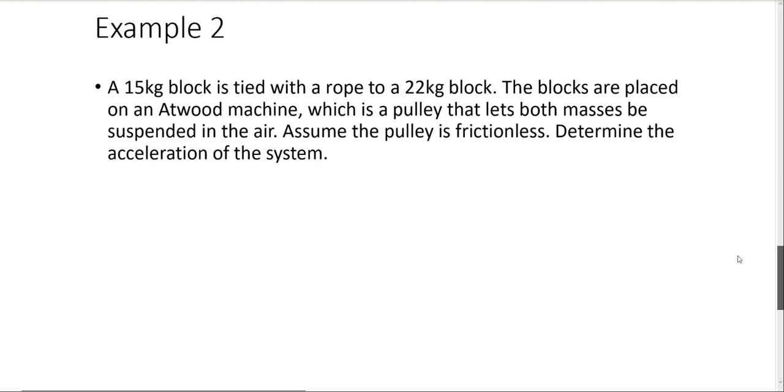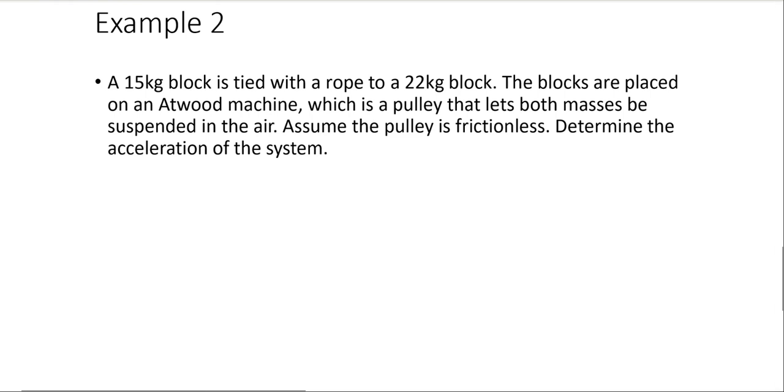Okay, let's look at our second example. A 15 kilogram block is tied with a rope to a 22 kilogram block, and the blocks are placed on an Atwood machine, which is a pulley that lets both masses be suspended in the air. Let's assume the pulley is frictionless, and let's determine the acceleration of the system. All right, let's draw our situation out. So this is what an Atwood machine would look like. We have a pulley here, and we have two masses on either end. To solve for the acceleration of the system, we have to make a net force for each one. I'm going to call this again object A, and I'm going to call this one object B.